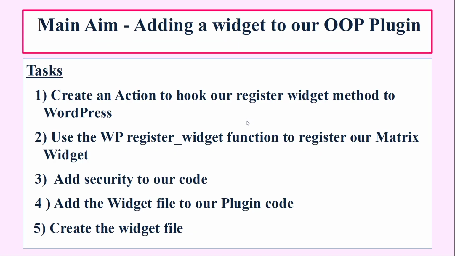However, our 5 tasks that we will specifically be doing: we're going to be creating another action, and this action is going to hook our register widget method to the correct hook. In that method we are going to use the register widget function from WordPress to register our Matrix Widget. We're going to add some security to our code. We're then going to make sure that the widget file is added in to our plugin code. So we're not only going to use the WordPress function, but we're also going to make sure the file can be found. And the last thing is that we have to make that widget file. So that's what we're going to be doing now.